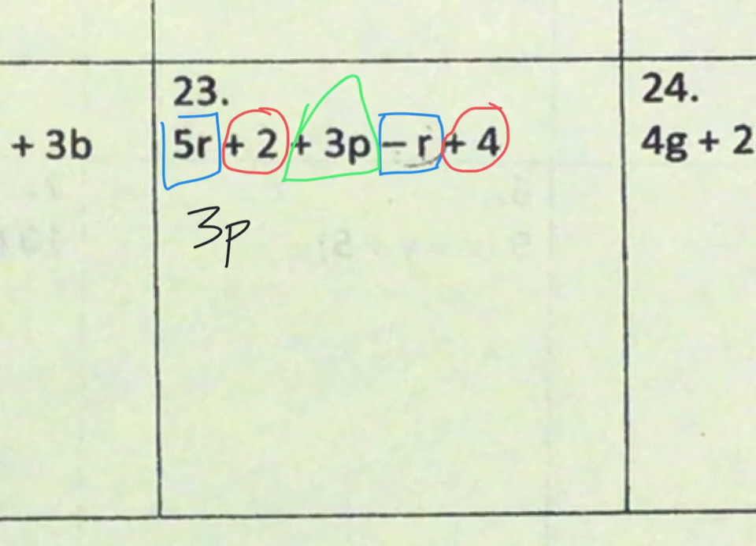So this is the reason I wanted to go over this one. We have a 5R minus an R. Now, I have some students that think that the answer is probably 5, but it isn't. Think about if you had 5 R's, like I had plastic letters and I had 5 R's, and I took one of those R's away. Well, how many plastic R's would I have left? I would have 4. So we have 4R. And then we have the regular numbers. The 2 plus 4 is 6. And there you go: 3P plus 4R plus 6.